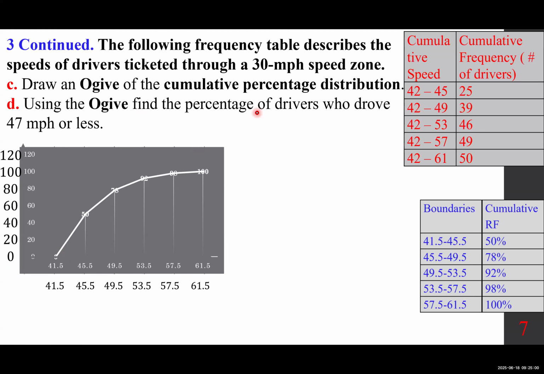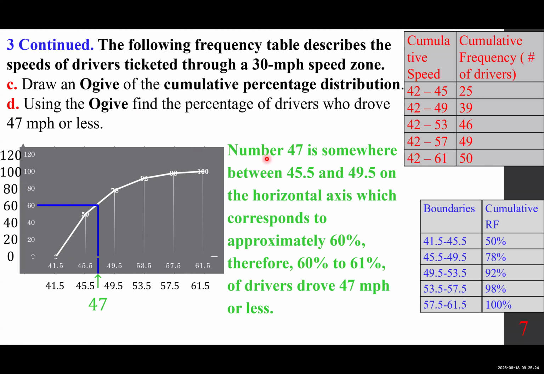Using the ogive, find the percentage of drivers who drove 47 miles per hour or less. So we are going to locate 47 here, and corresponding to that, the number is the answer. So this is number 47 between 45.5 and 49.5, and that would be the answer.